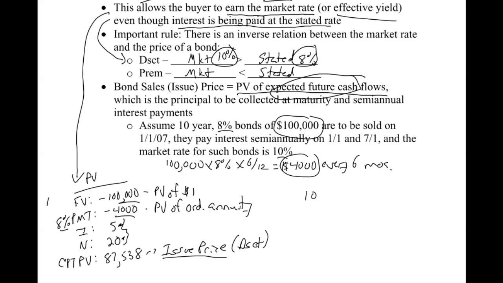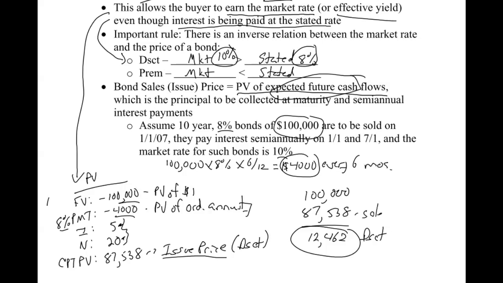So if you think about the 100,000 less the 87,538, what is that? 12,462. All right, so this extra 12,462, this is the discount amount. But notice this is the sales price, and then this is the future value. So they're going to pay us 87,538 and get back 100,000. So this extra 12,462 on top of the 4,000 interest every 6 months mathematically makes it to where they're earning 10%. So the whole point of this is it's equating the stated rate.